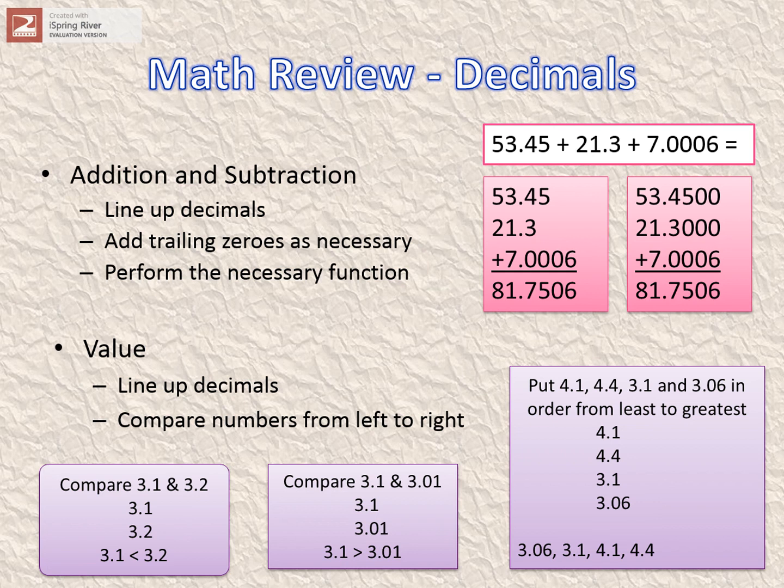And now I have to compare the 4.1 and the 4.4. The 4's are the same, so go to the next number in the tenths place, and you'll see that the 1 is smaller than the 4, and so our order from least to greatest is 3.06, 3.1, 4.1, 4.4.